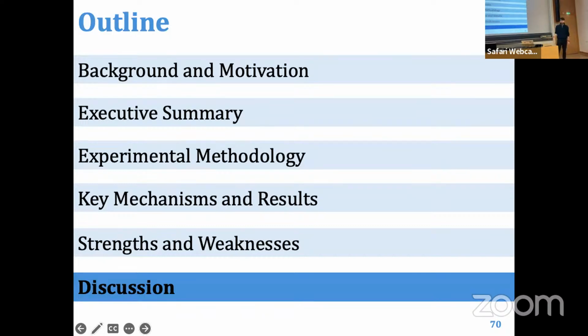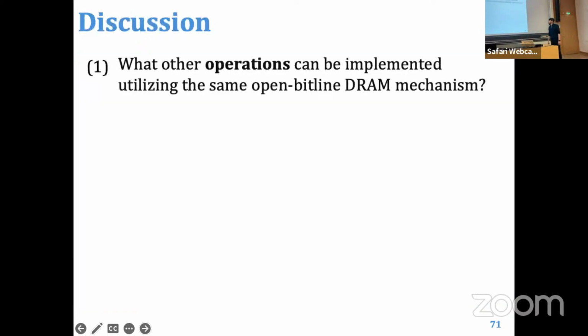No? So we move on to the discussion. Okay. So first of all, what are other operations that can be implemented using the same open bitline DRAM mechanism? We have a bulk way to do these operations. We have these NAND, these OR gates. How can we leverage them differently to do useful computation? Any ideas?